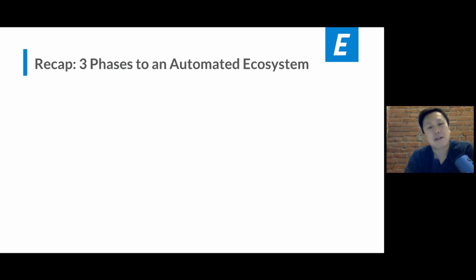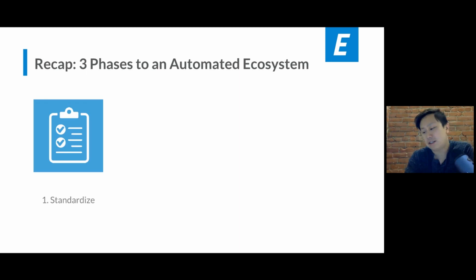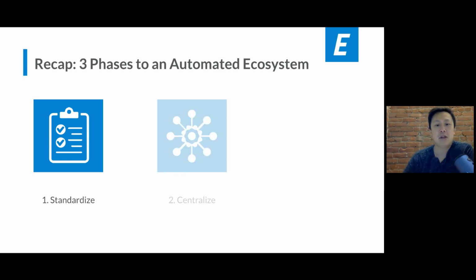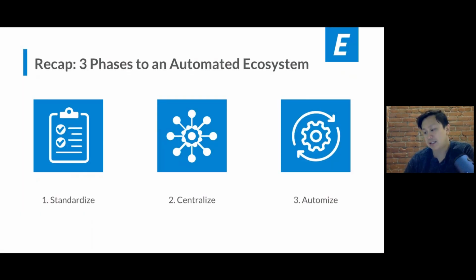So, a quick recap of the last workshop, automating your ecosystem. There were 3 main areas that we covered, 3 phases to an automated ecosystem: standardize, centralize, and automate your ecosystem. Pretty standard for each one. Again, go back and watch those videos. But it's standardizing your data, centralizing it in one place, and then putting it all together and automating.